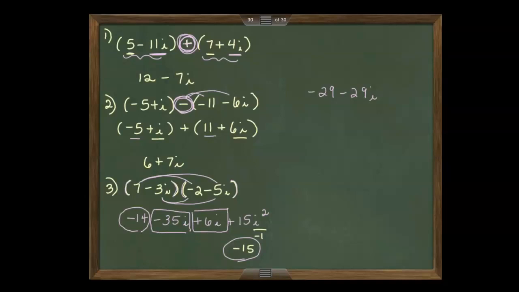Okay, and then finally the last operation that we're going to look at is division. To divide complex numbers, we have to use what we call conjugates. So for example, say we have 7 plus 4i divided by 2 minus 5i. So we are dividing two complex numbers here. To divide, again, we're going to use conjugates.